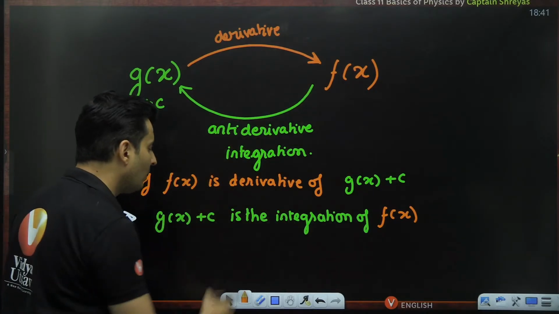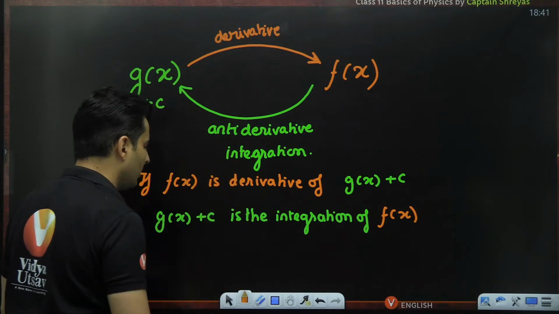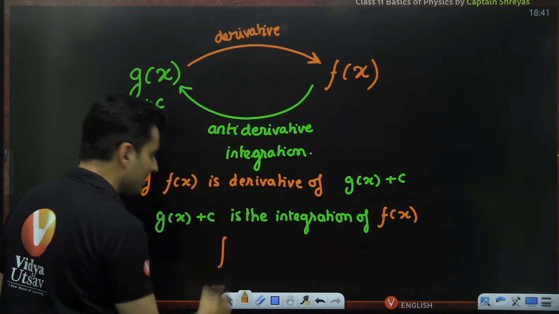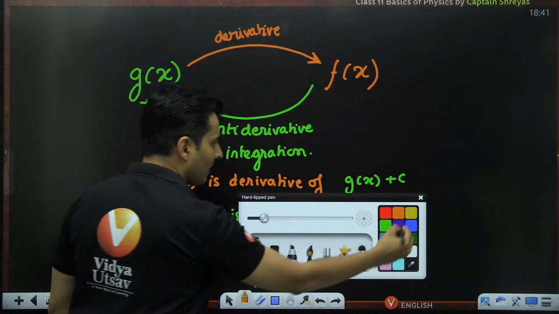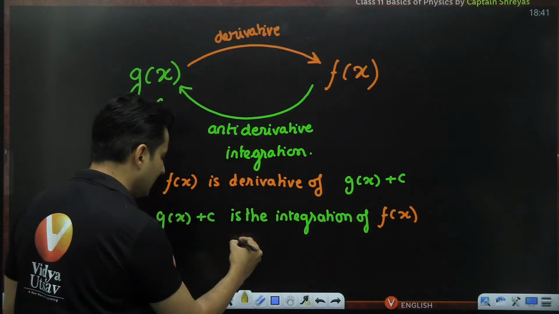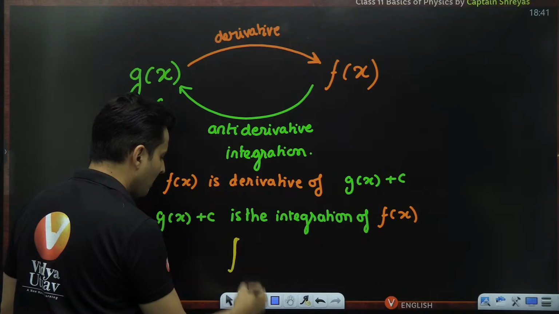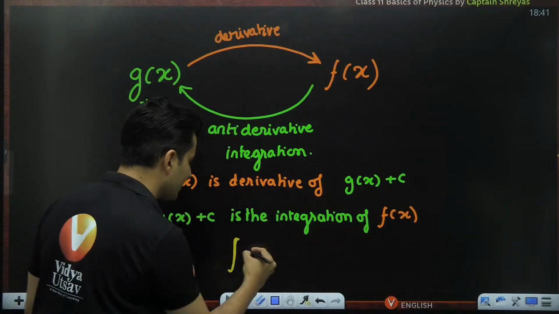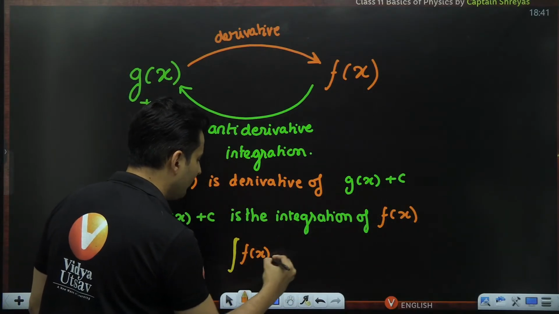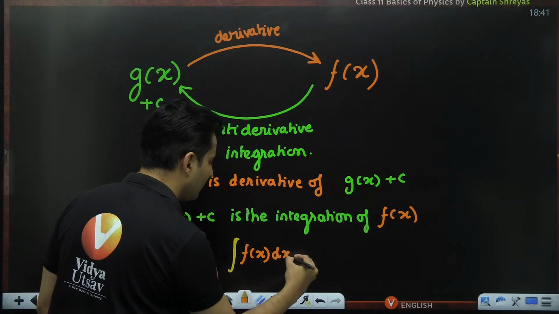But do I know the symbol of integration? Of course I know it. The integration symbol is basically this one. We have just seen it. This is the symbol of integration. Integration of f of x. That means like this. But always you have to integrate it with respect to something.